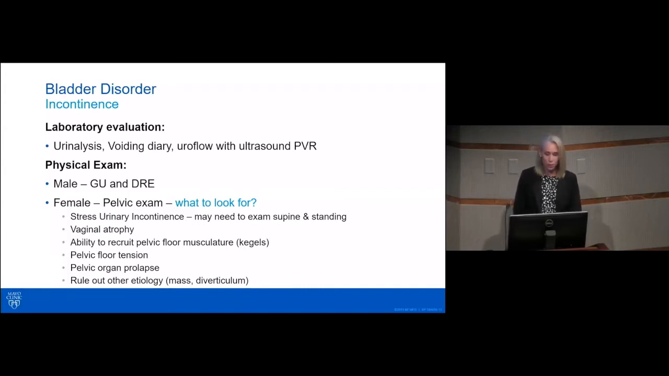You want to assess for vaginal atrophy. You want to assess for that patient's ability to recruit the pelvic floor muscles at the time of the exam, and how well can they do Kegels on their own. You want to evaluate for pelvic floor tension, pelvic organ prolapse, and you want to rule out any additional etiology, including urethral mass or urethral diverticulum.